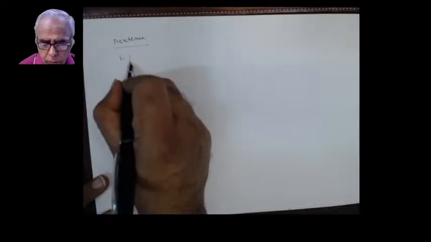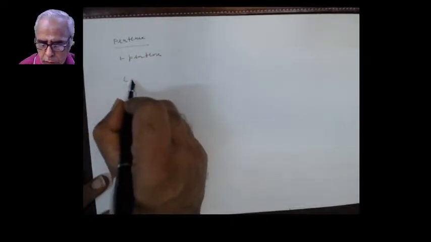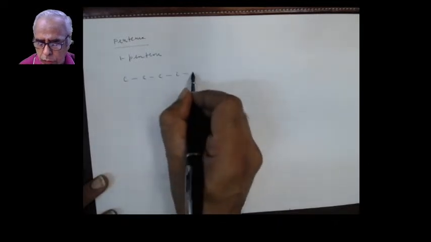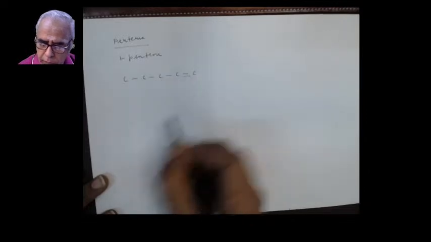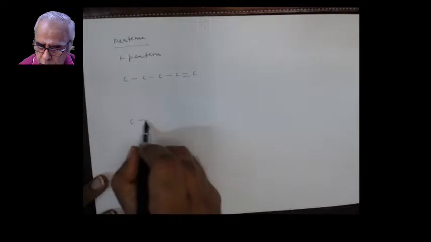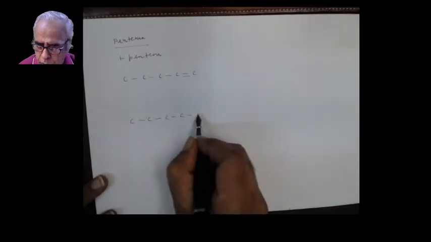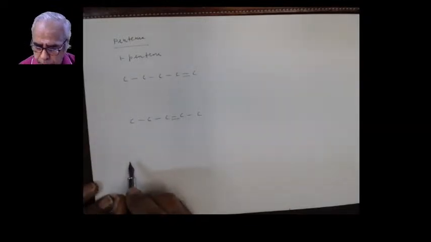So this pentene can be 1-pentene. Let us start with 1-pentene. Write down 1, 2, 3, 4, 5 and put a double bond on the first position. So this is one chance. What is the next chance? 1, 2, 3, 4, 5. You can put 2-pentene. So that is also possible.